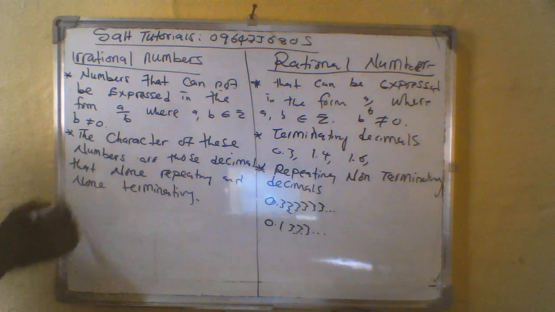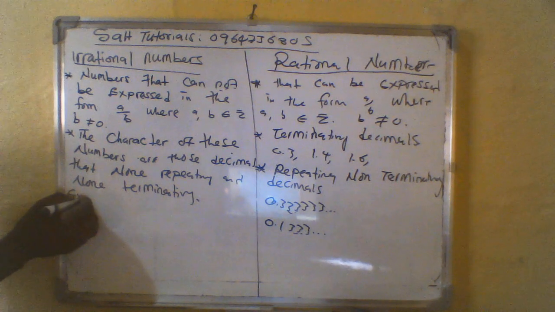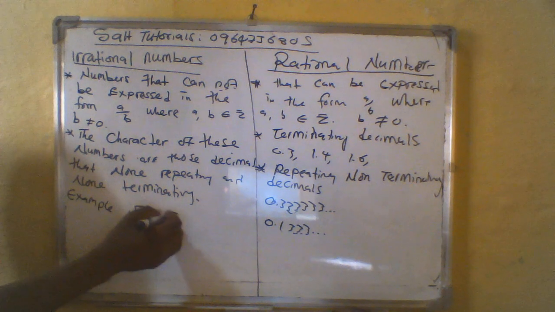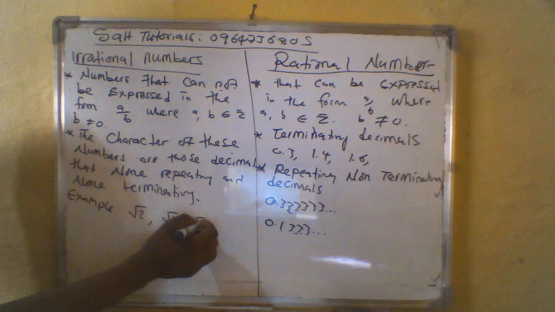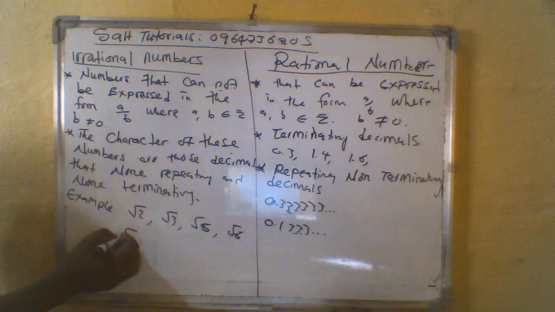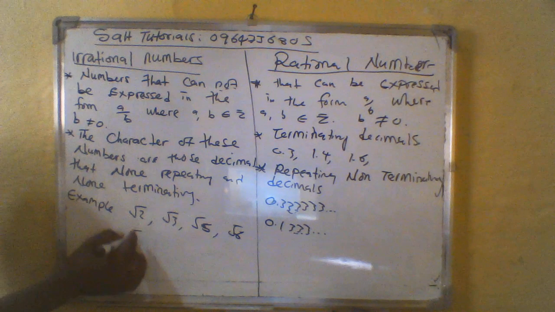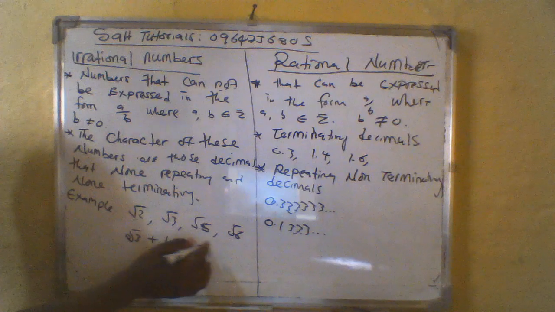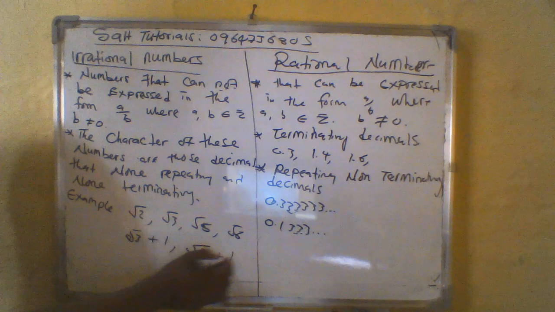So examples are, for example, we can talk about the root of 2, the root of 3, the root of 5, the root of 6, maybe the root of 3 plus 1, the root of 5 plus 1, and so forth.